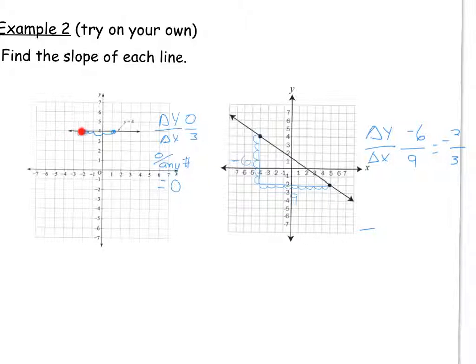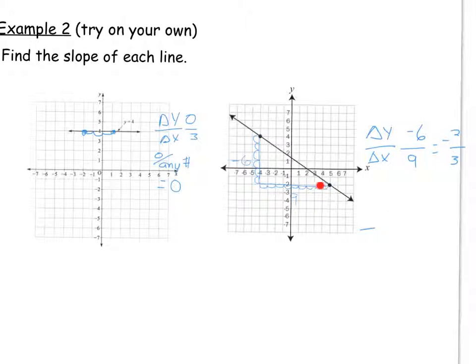So I know now that for any horizontal line, the slope is going to be 0, because there is 0 y change over any x change. This question, by the way, was on at least some of your Aspire tests.